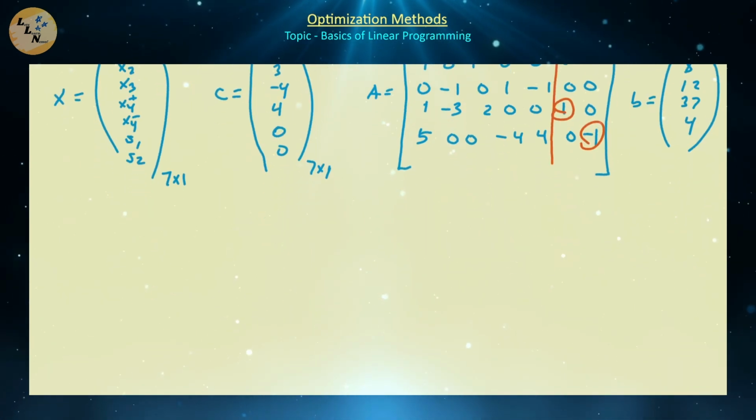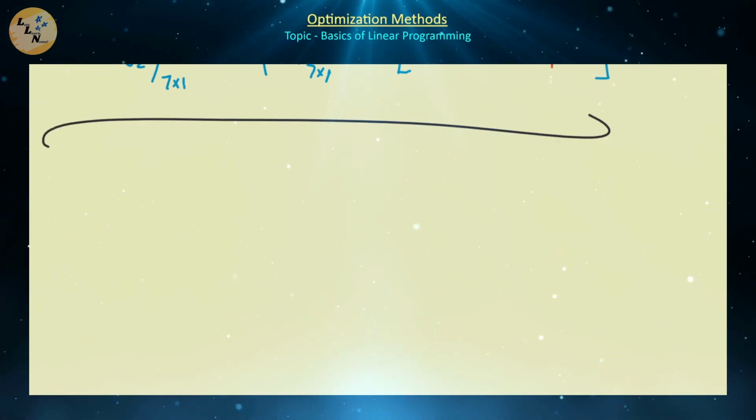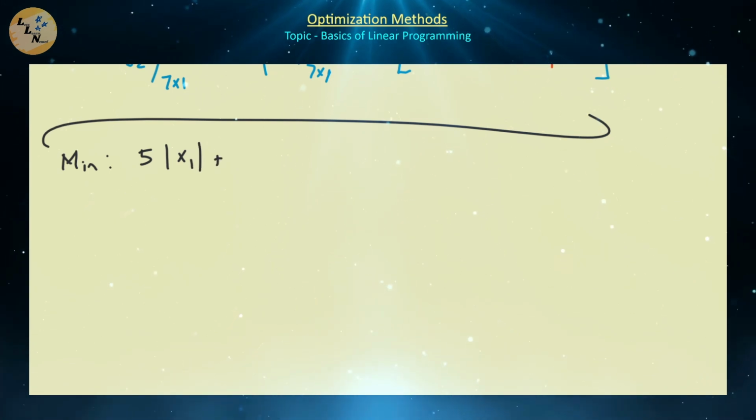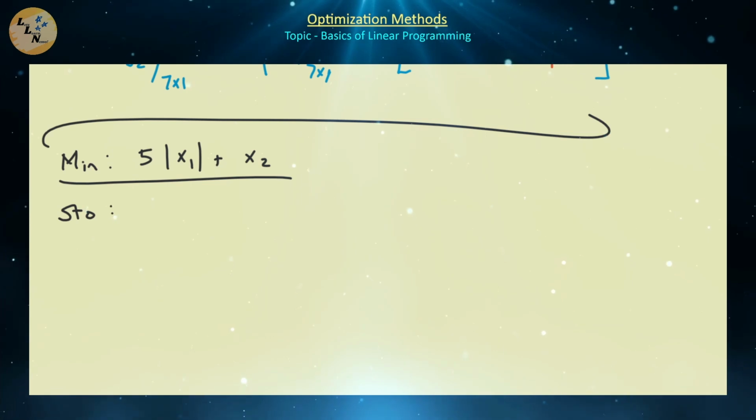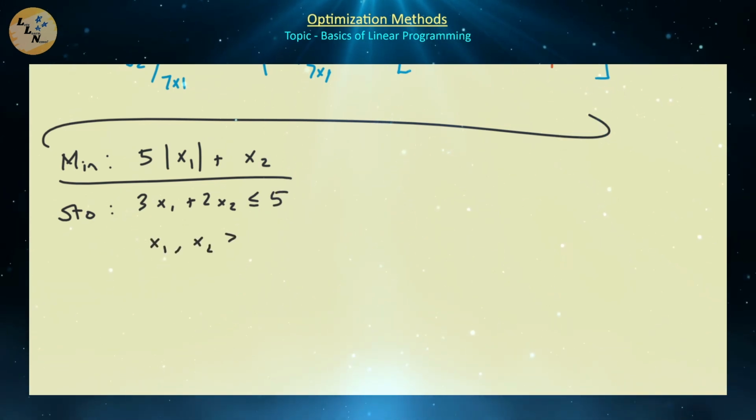Now, before we say goodbye for the day, I just want to mention another type of linear program. Well, it's not really a linear program, but it's sort of linear in the geometrical sense. For example, if you have 5 times the absolute value of x1 plus x2, and let's assume that we're minimizing this subject to, for example, 3x1 plus 2x2 is less than or equal to 5, with the restrictions that x1 and x2 are greater than or equal to 0.